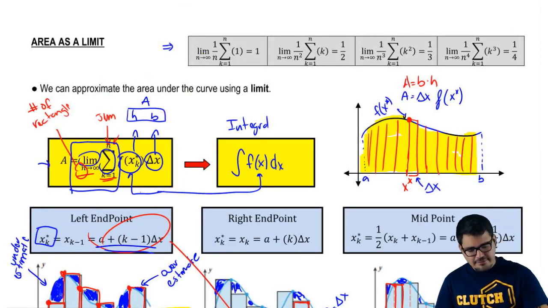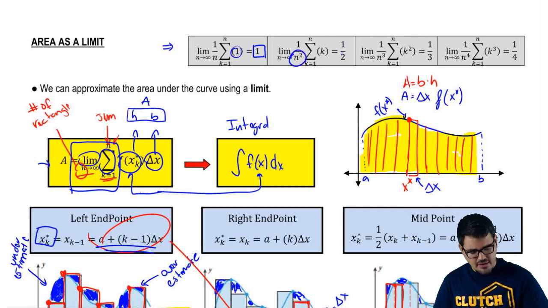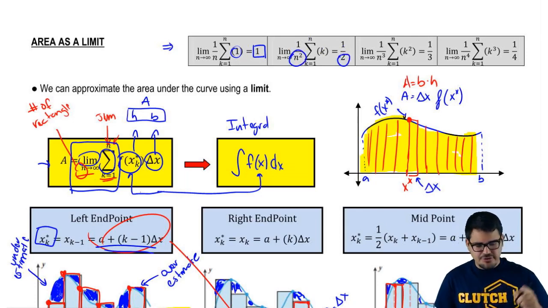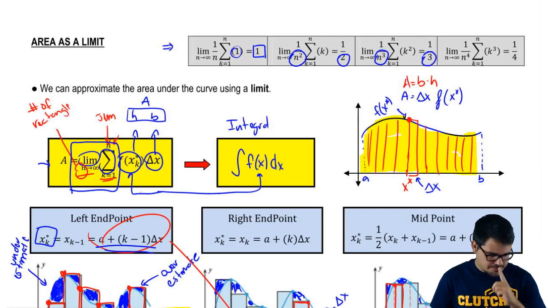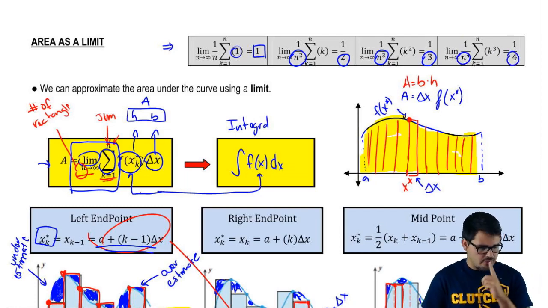So here I have 1 over n outside, and I just have a 1 here, and it gives me 1, right? So this one won't make too much sense until we go over the next one. And the next one I have 1 over n squared, the same thing, the sigma, and then I have a k, and then it gives me 1/2. Now in the third one I get 1 over n cubed, and my answer is of k squared, and it gives me 1/3. And if you guys see the last one, it's 1 over n to the 4th, and you have k cubed here, but the answer here is 1/4.